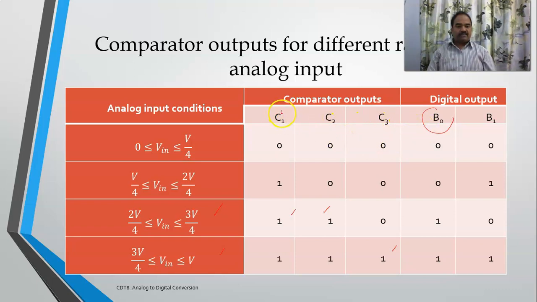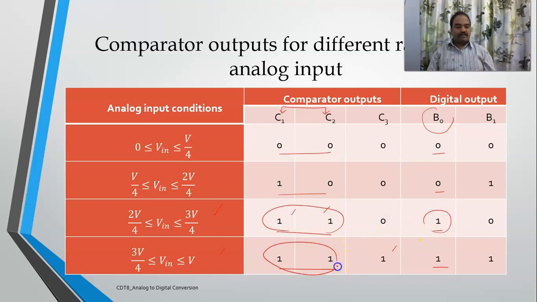Now coming to C1 and C2. If you carefully see C1 and C2, is there anything which is similar? If you see, if it is 0, 0, then I am getting an output of 0. If it is 1, 0, I am getting an output of 0. If it is 1, 1, I am getting an output of 1. If it is 1, 1 also, I am getting an output of 1. So what is your observation, what have you got? If both are 1s, then only I will be getting a 1. Otherwise, I won't be getting any output of 1. So which means that B0 is a combination of C1 and C2.